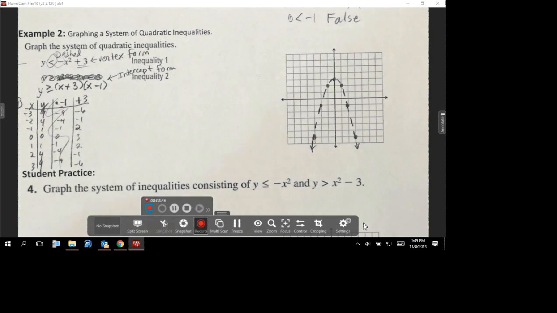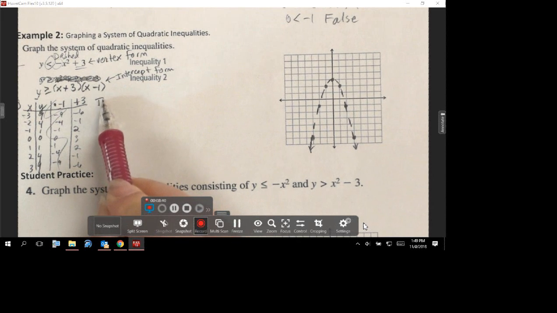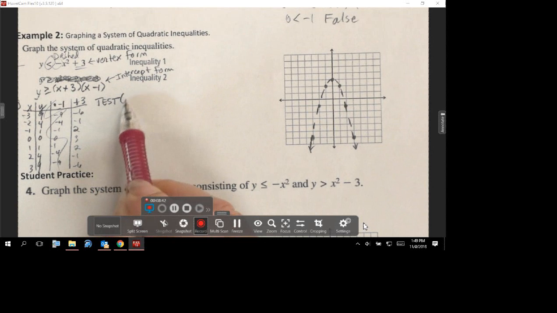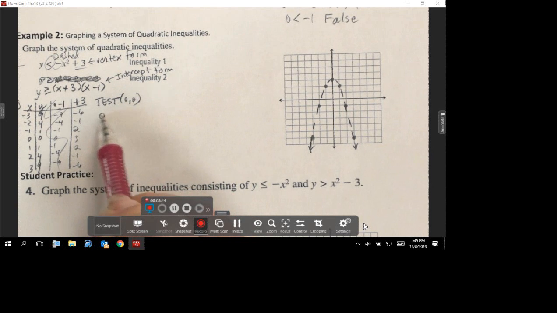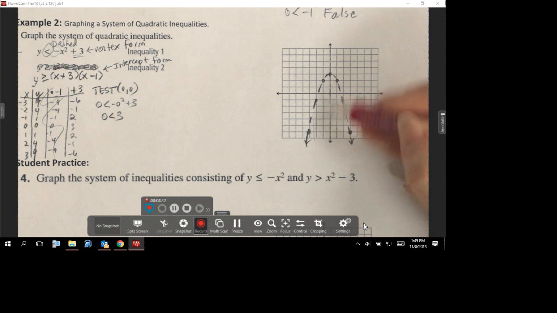Or white out, yeah. So now we're going to test a point. So what point can I test for this one? What would be a good point to test? 0. Sounds good to me. So 0 less than -0 squared plus 3, 0 less than 3. Is that true? Yes. So that 0, 0 gets graphed.